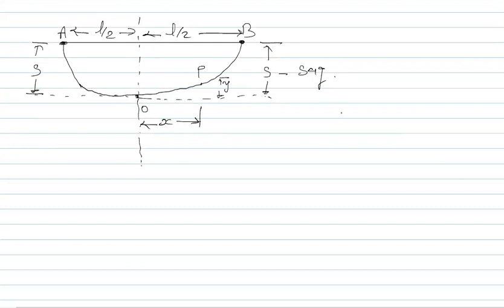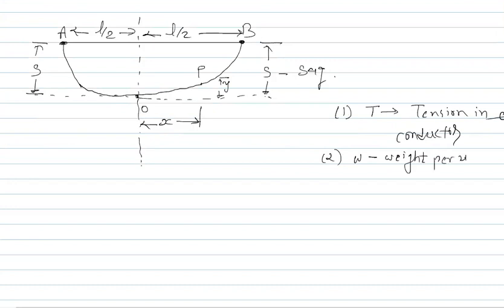Now, there are two forces. One is the tension T in the conductor. And the second force is the gravitational force, right? So we consider W, that W is the weight per unit length of the conductor. And L we consider as the length of span.